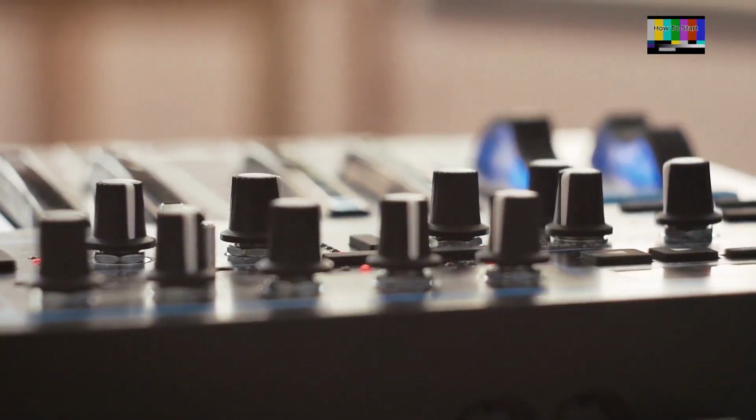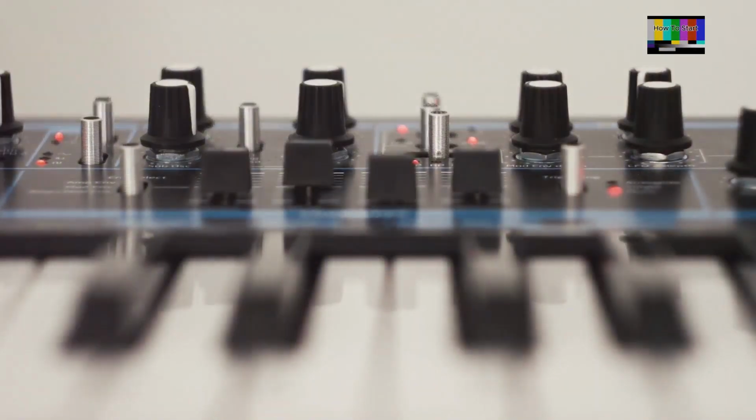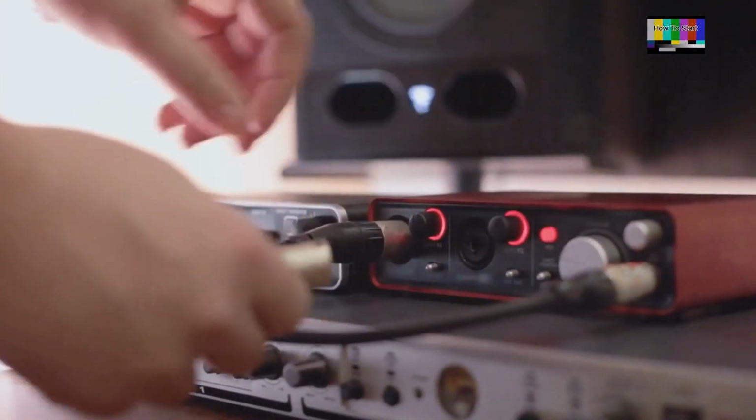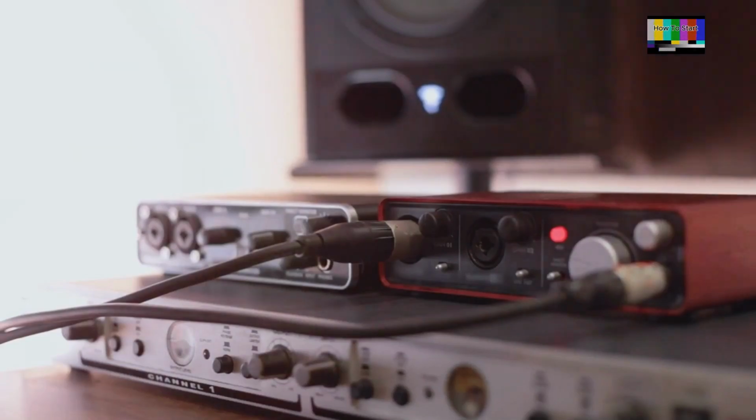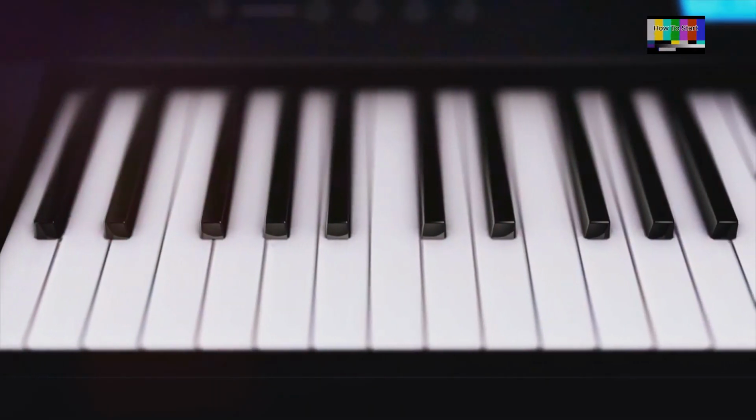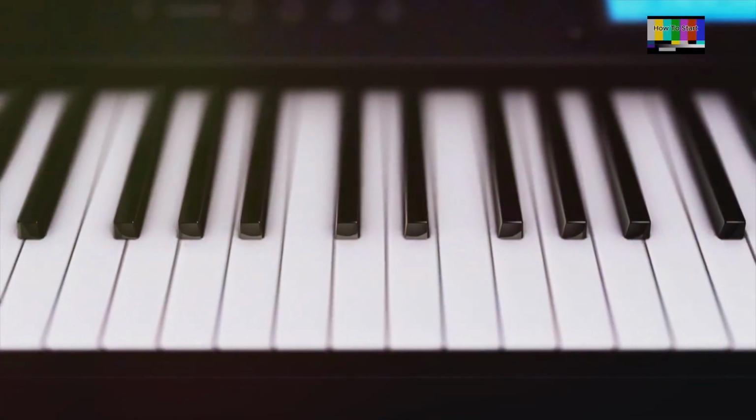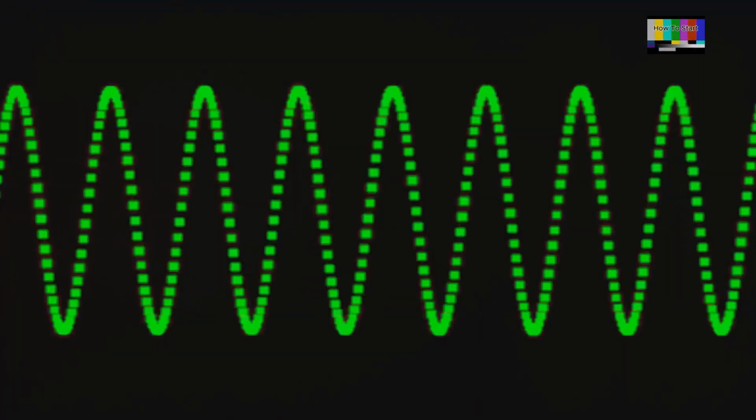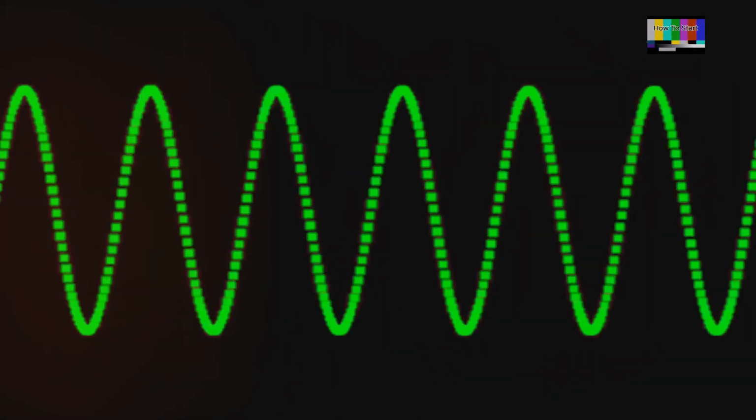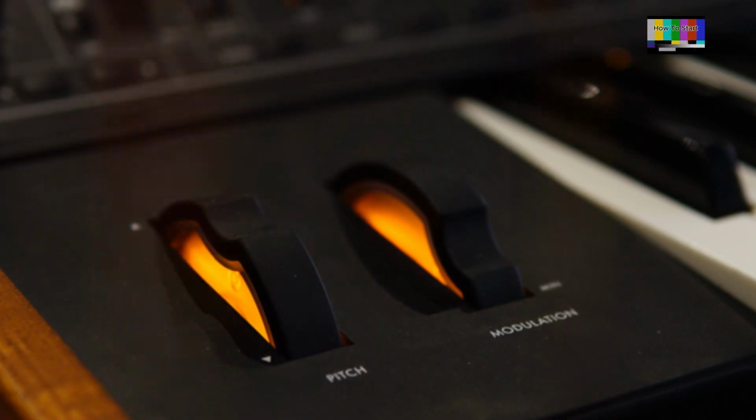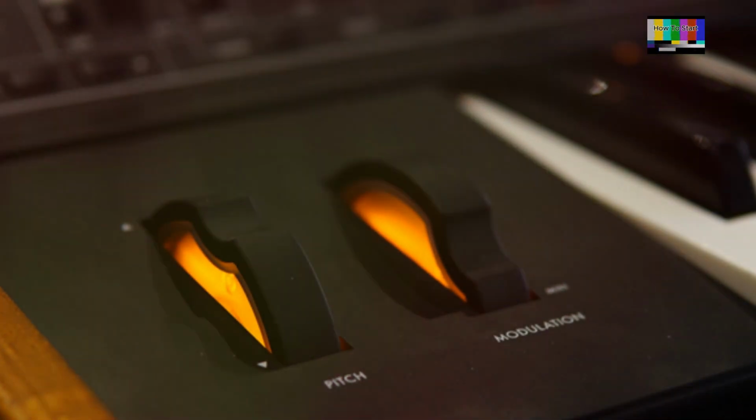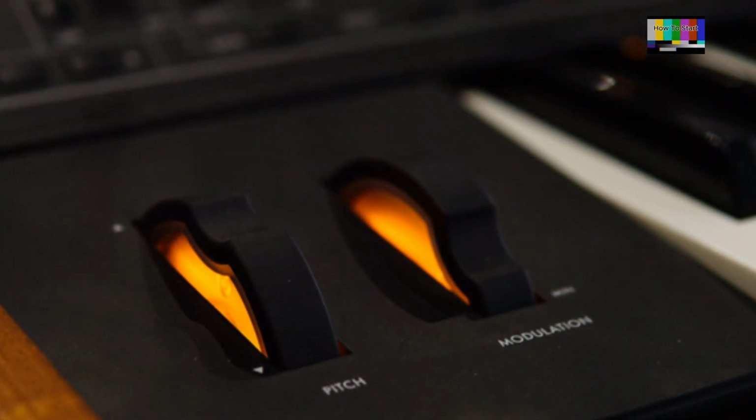Section 6, Modulation Magic, unveiling LFO power. Modulation is the key to adding movement and interest to your sounds. The low-frequency oscillator, or LFO, is a powerful tool for modulation. The LFO generates a repeating waveform at a low frequency. This waveform can modulate various parameters such as pitch, filter cutoff, or amplitude.